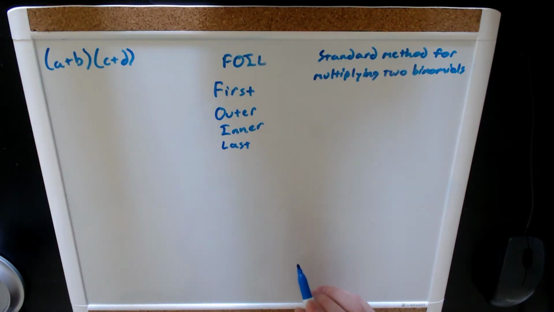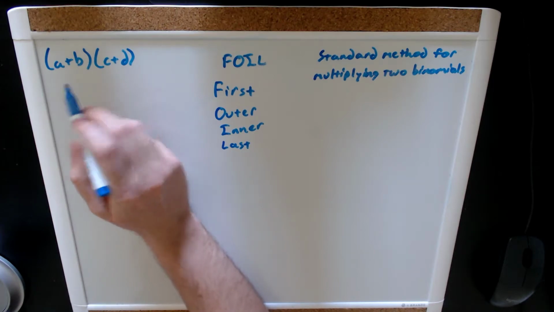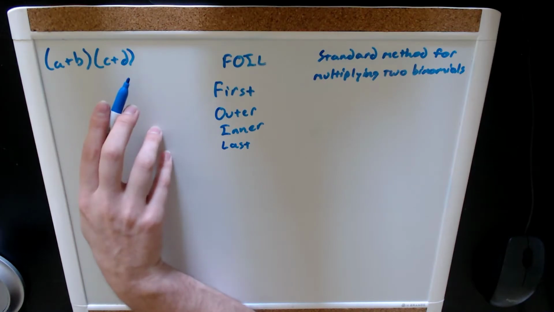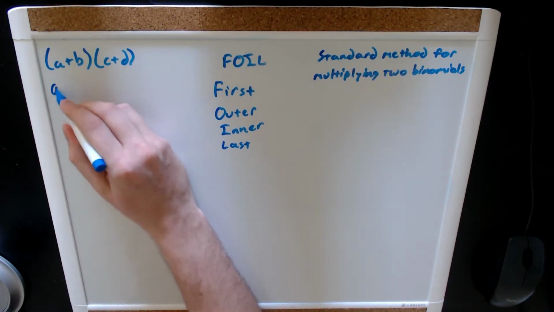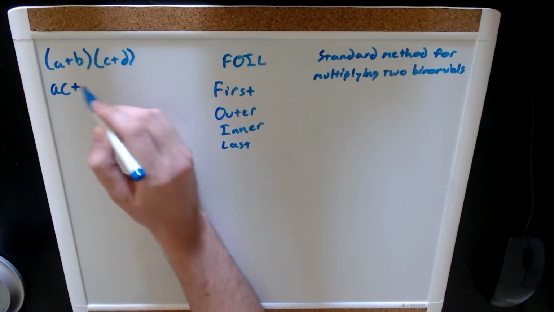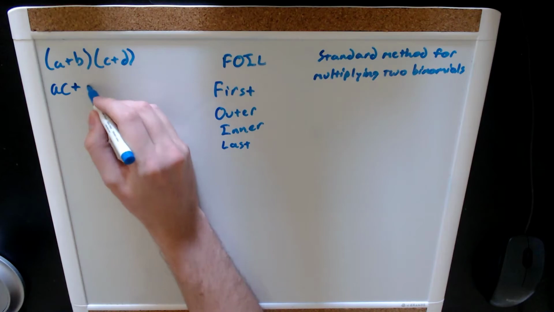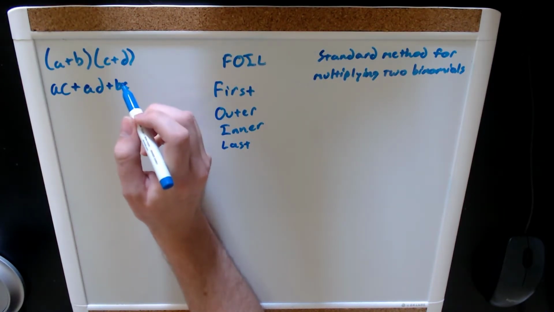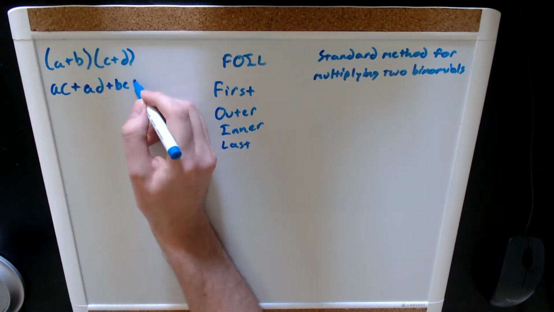Now, to be fair, you don't necessarily have to do them in that order specifically, but it's just a good way to remember that and make sure that you've done each one. So we're going to go ahead and do this in theory first. First is a times c, being our first terms. Outer is a times d. Inner is b times c. And last is b times d.